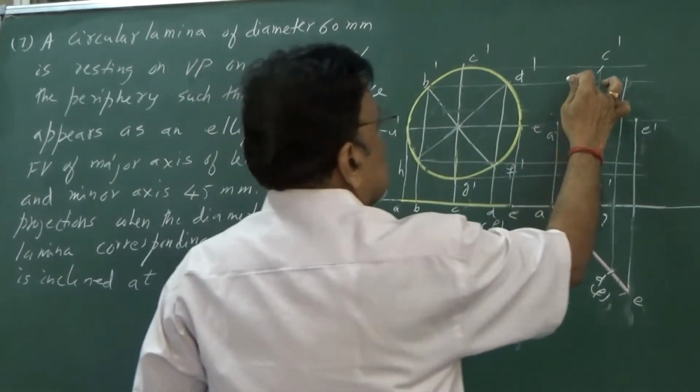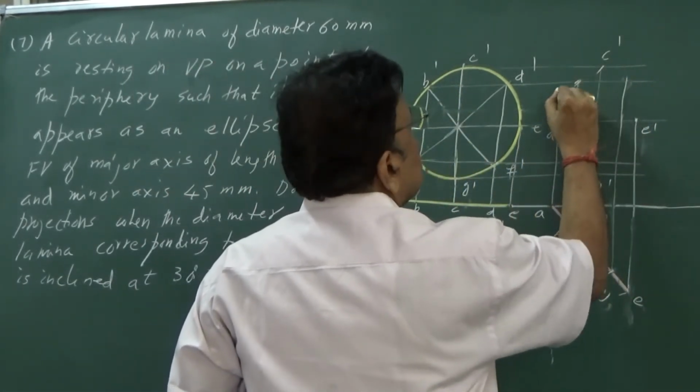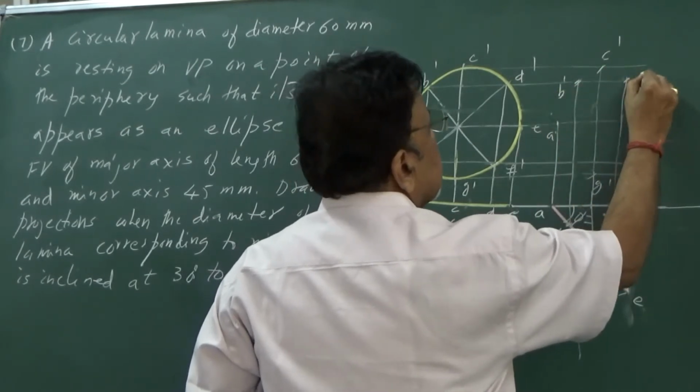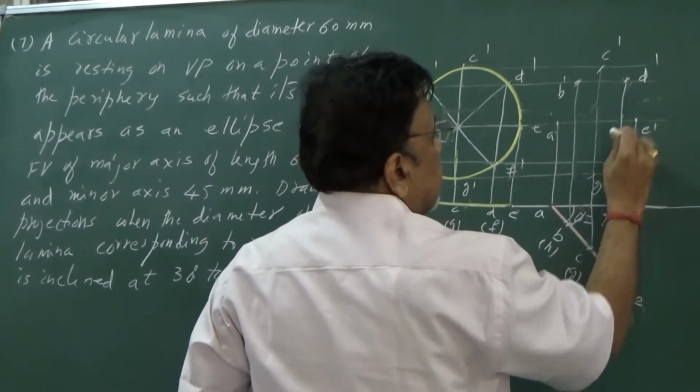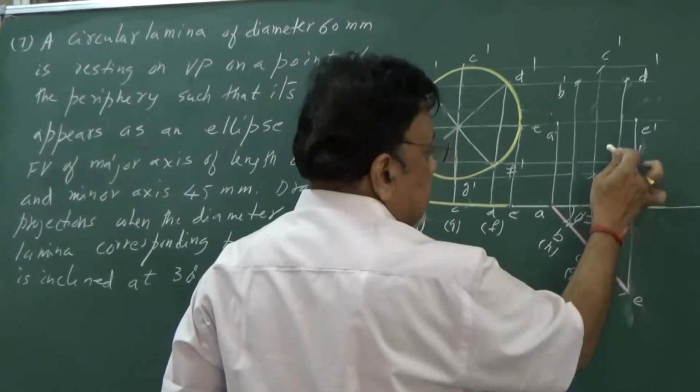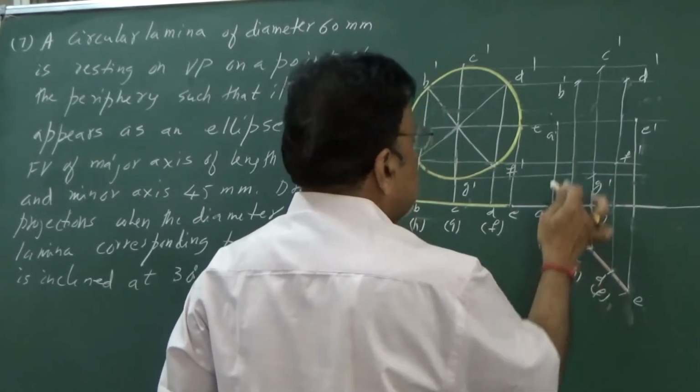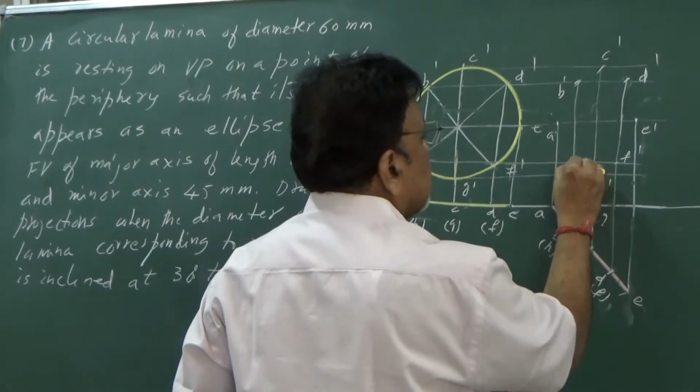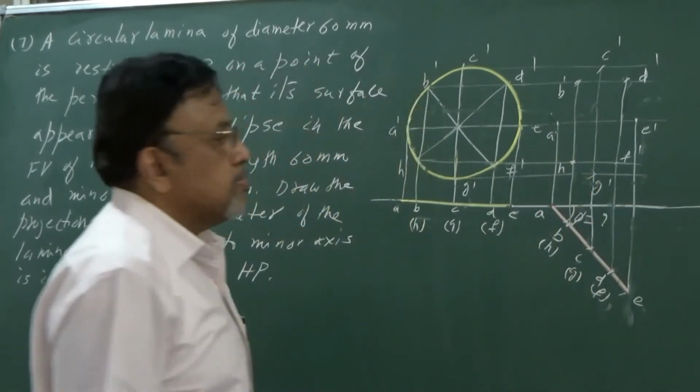Okay. So this is A. This should be B, C, D, E, then F dash, F. Then already we have the H projector and H projector. This is H. Is it clear?